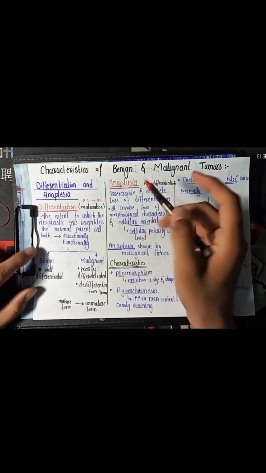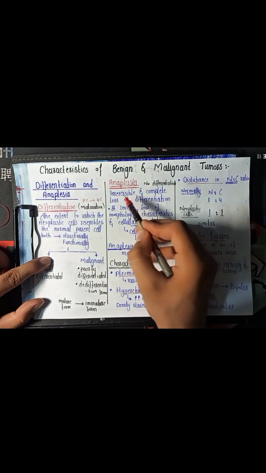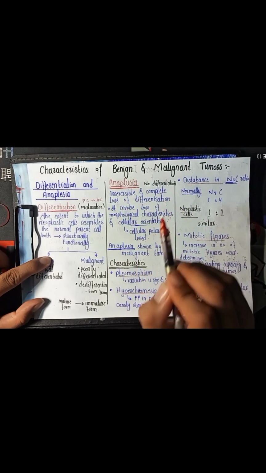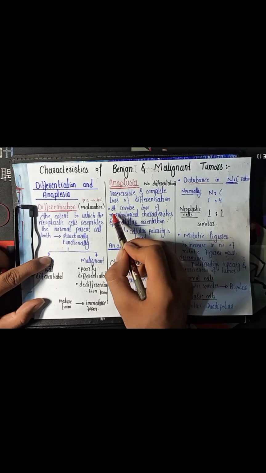Now let's talk about anaplasia. Anaplasia means the absence of differentiation, or no differentiation. In anaplasia, there is an irreversible and complete loss of differentiation. It means that in anaplasia there will be no differentiation.